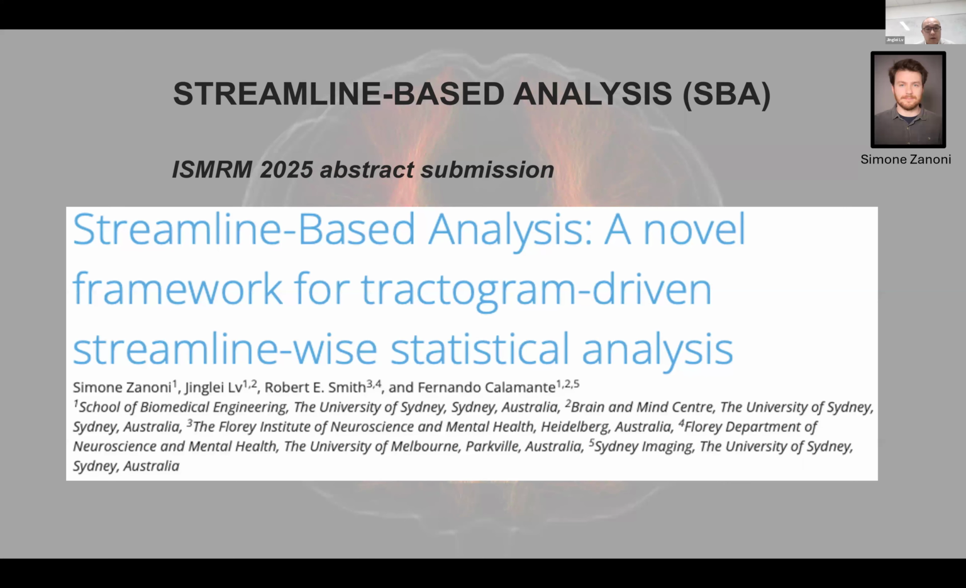So we have submitted our preliminary method framework to ICMM 2025. So welcome to pay attention to our work if you're going to the conference.